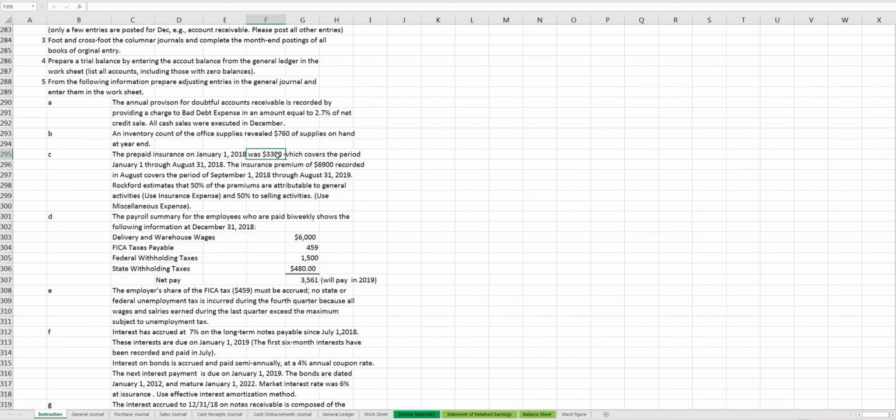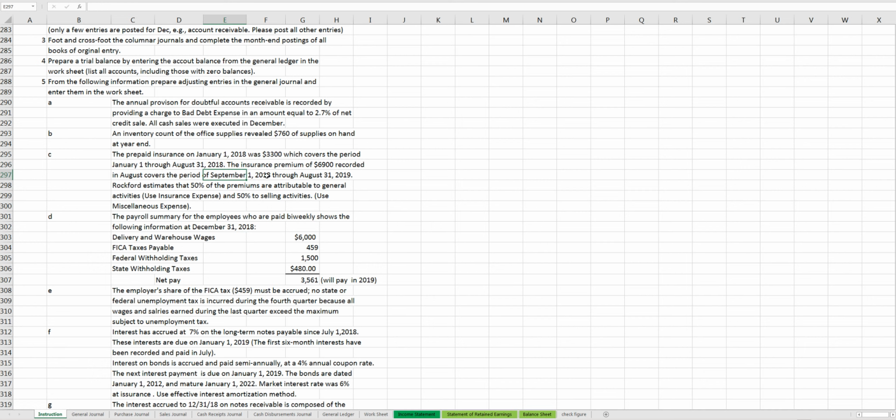Now this amount will be expensed for sure. In addition to that, we also paid $6,900 to cover September through next year's August. Therefore, part of the $6,900 will also be expensed. That is, the payment for September through December will be expensed.